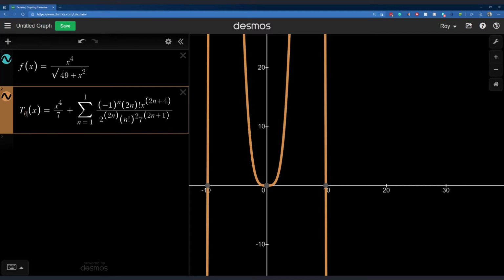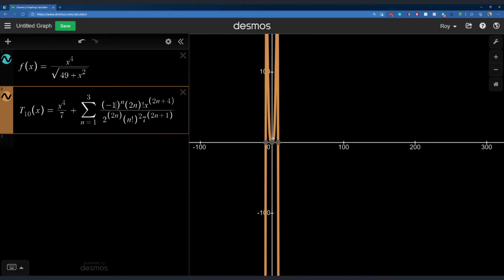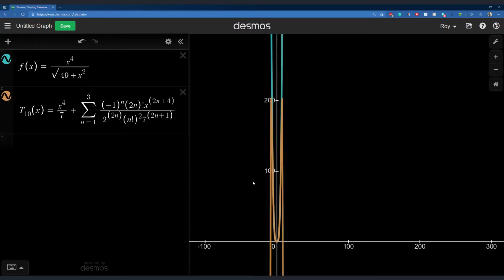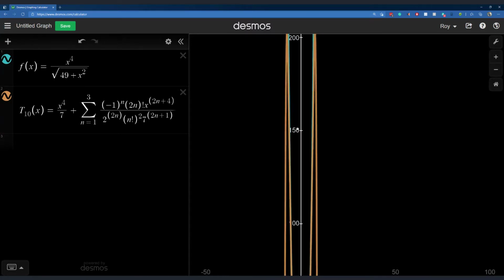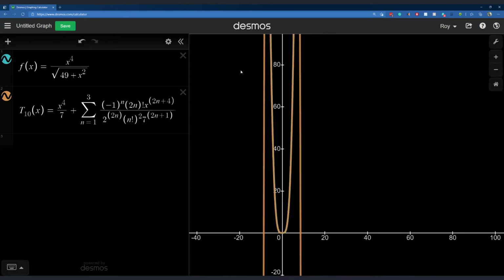If I wanted to get to, for example, a 10th degree polynomial, I would need n to stop at 3, right? Because that'd be 2 times 3, which is 6 plus 4. So I'd sum up to n equals 3. And when I do that, you see the curve didn't actually change too much. It did change. It's just we can't really tell with the human eye here, but it did change. Not too bad.